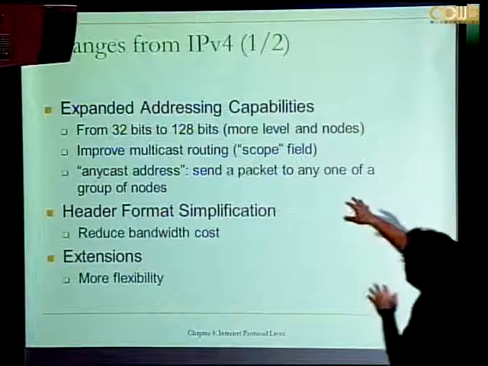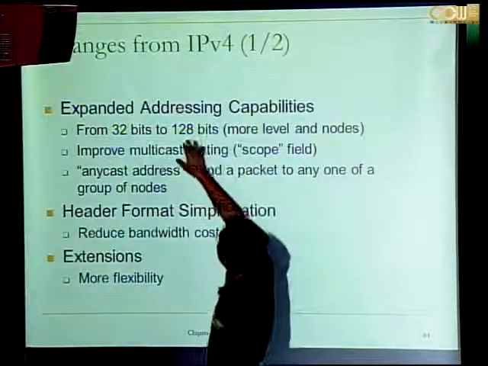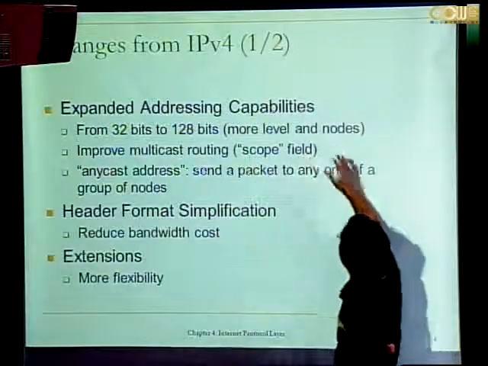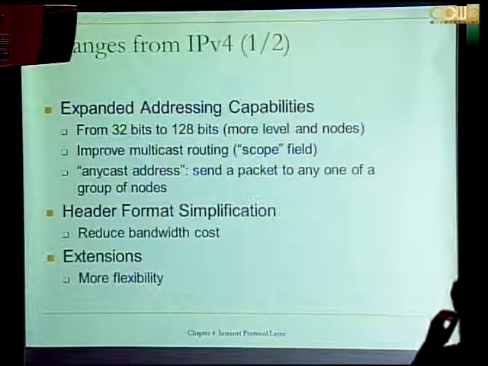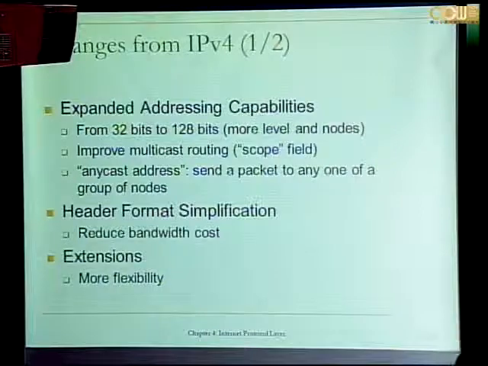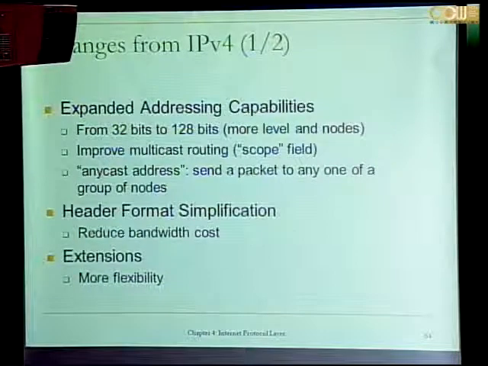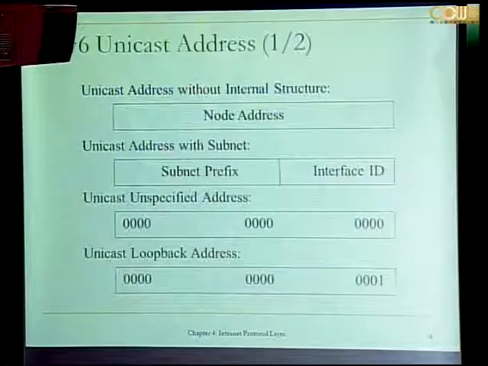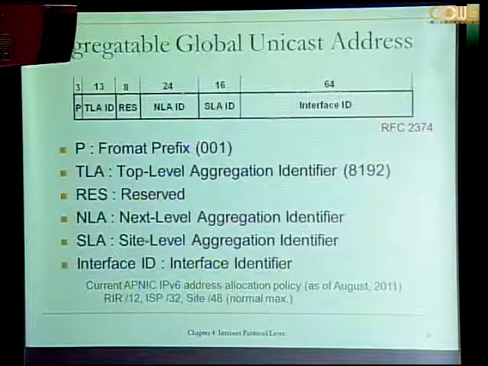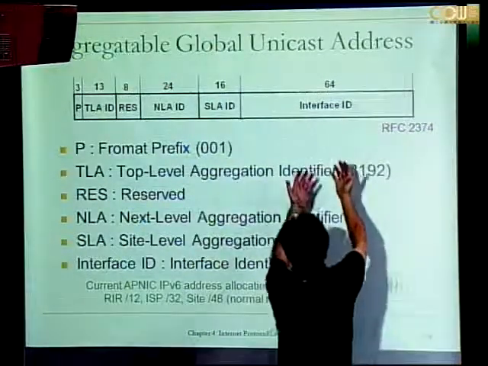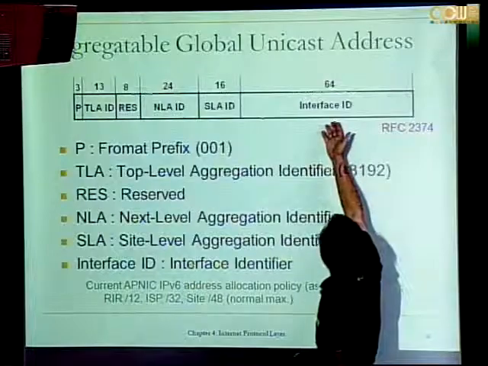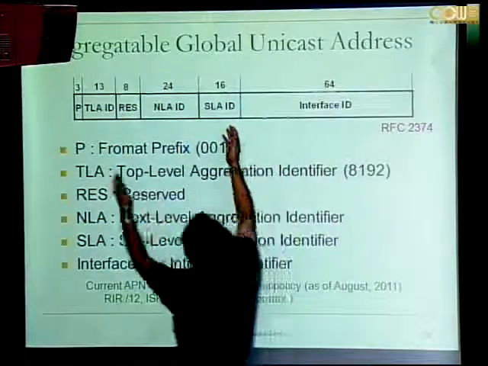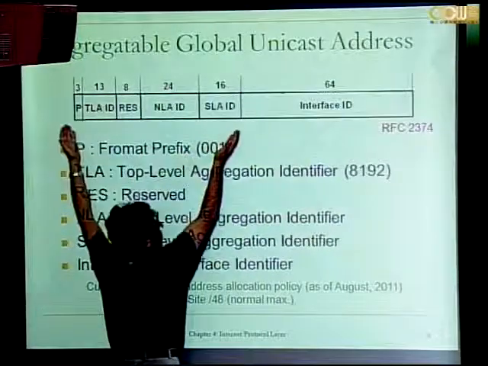And as we extend the IP address to 128 bits, we will create more levels and nodes. Originally we have only 2 levels in the IP address, but now we can have more levels. Let me give you an example. Now this is the host number. It's called interface ID here, and in V4 we call it host number or host ID, and this will be network number or network ID.